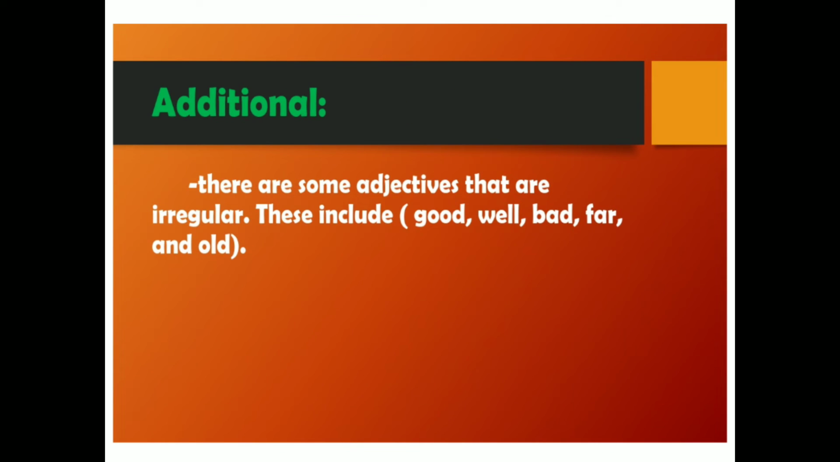Next is the additional. So there are some adjectives that are irregular. This includes good, well, bad, far, and old. But before we proceed, there are a few adjectives that are exceptions to the above rules. For example, the adjectives narrow and clever can use either the er or the more or less form. However, we never use both forms at the same time. For example, someone is less clever.